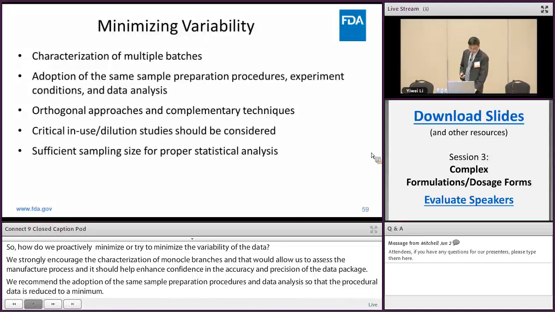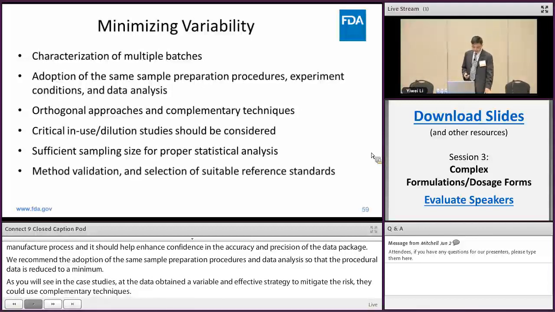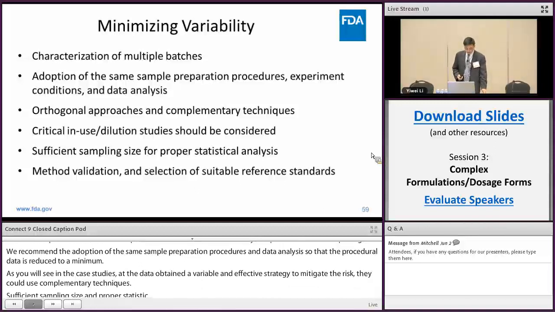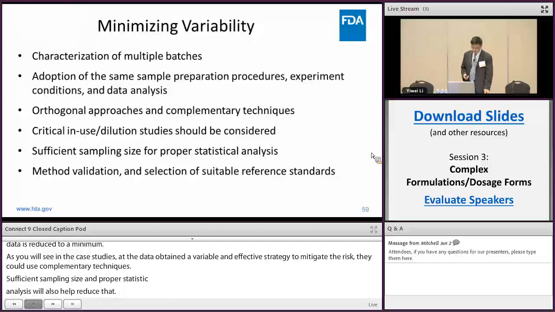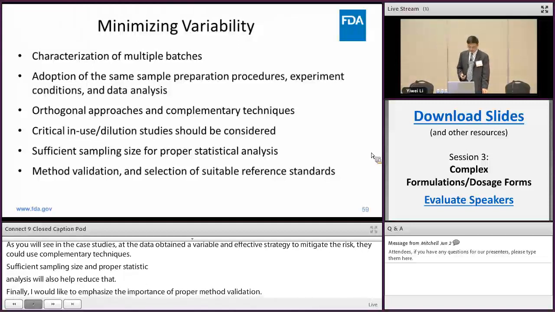Sufficient sampling size and proper statistic analysis also will help reducing variability. Finally, I would like to emphasize the importance of proper method validation and use of suitable reference standards. We often see the firm submitting comprehensive data package, however, with no method validation information.